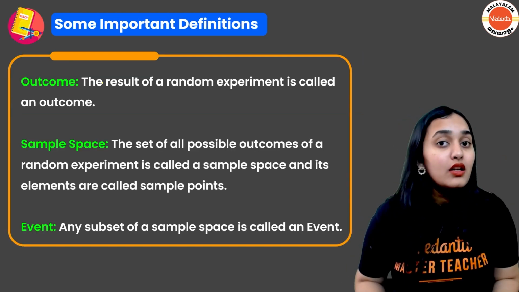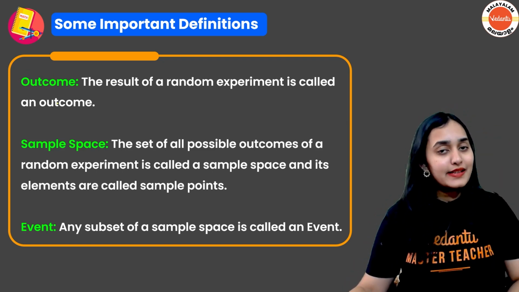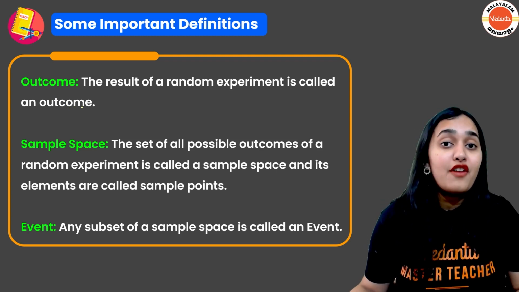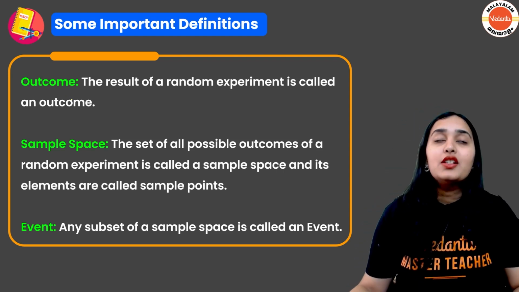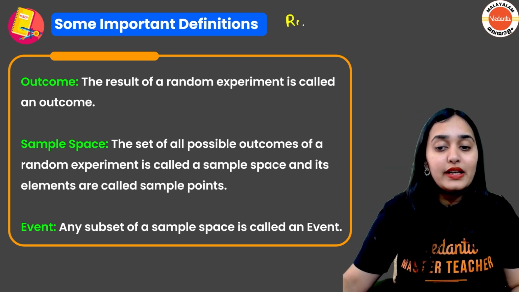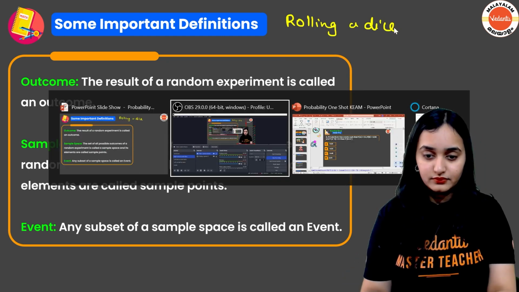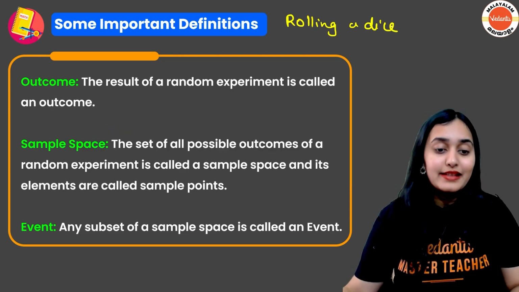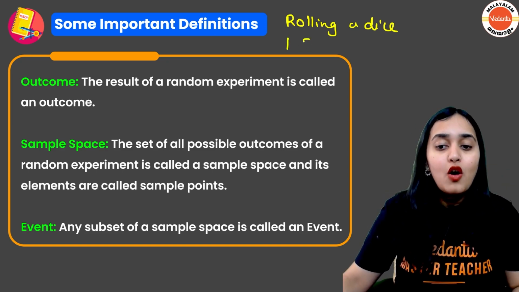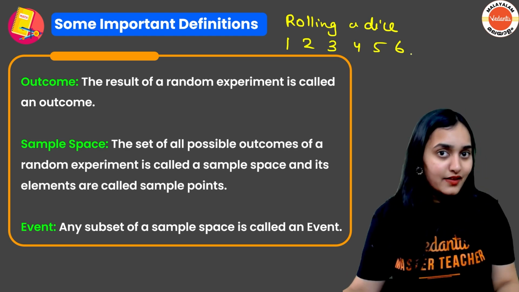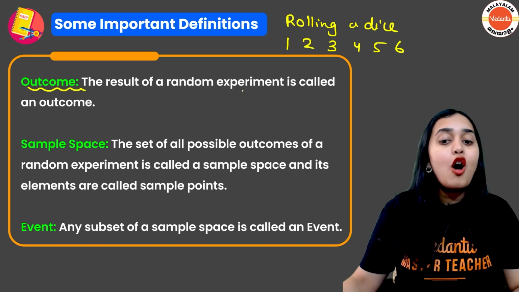Now, if you want to learn probability, you should know some basic terms related to it. For example, whenever we say the event of happening of something, the outcome of an event, the sample space, what do we mean by that? So, let's take an example. Suppose we are rolling a dice, then when you roll the dice, what comes out? A number will come out, either 1 or 2 or 3 or 4 or 5 or 6, right? These numbers are nothing but the outcomes of the experiment.